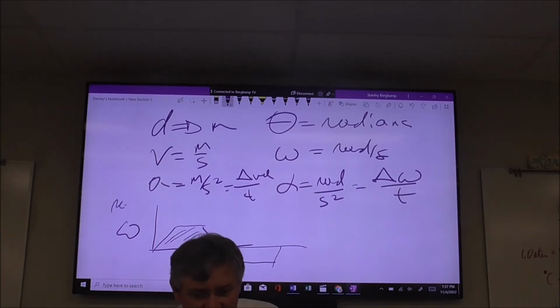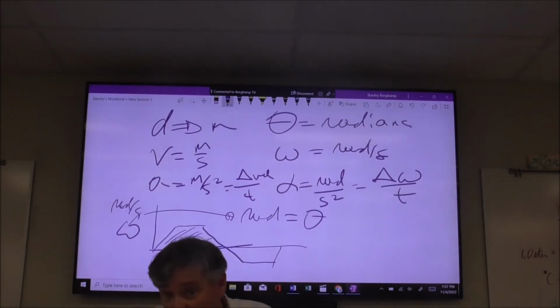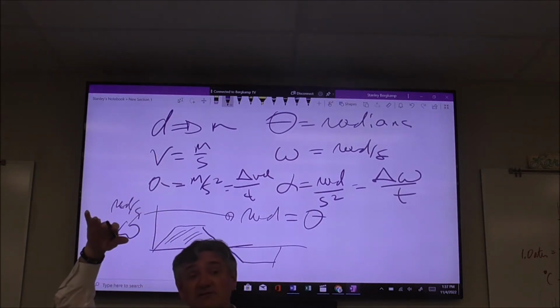the seconds cancel out. I get radians, which is going to be a reflection of theta. Now, the slope is going to represent my acceleration.